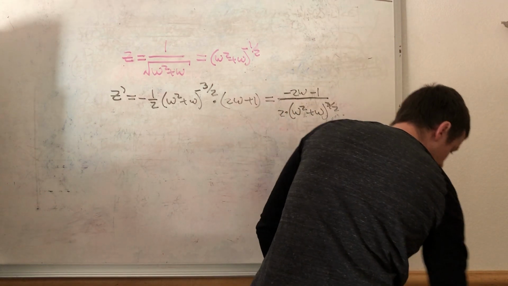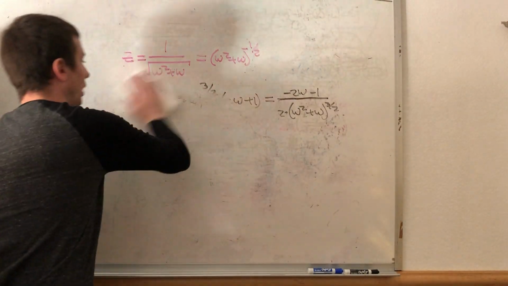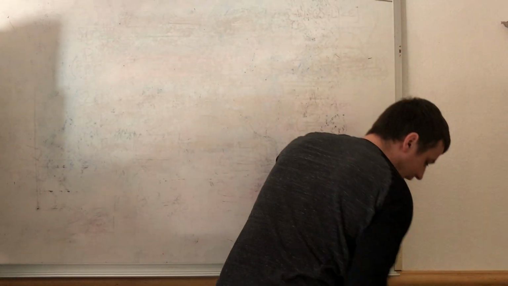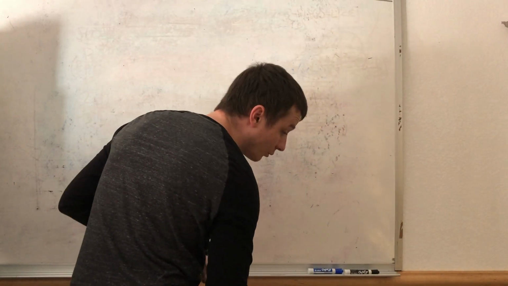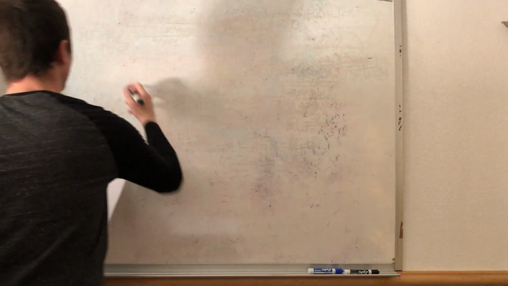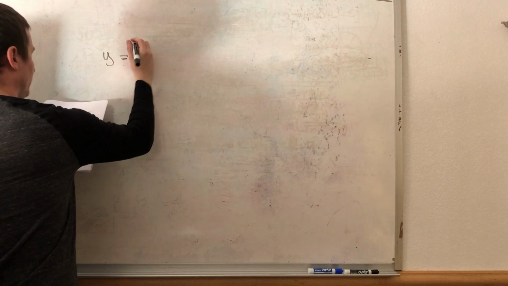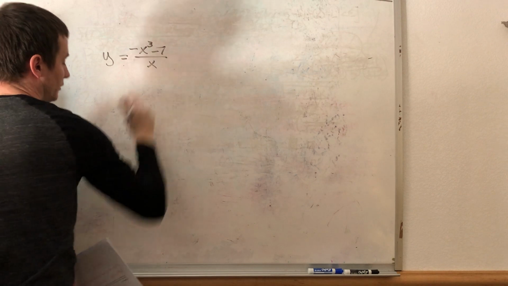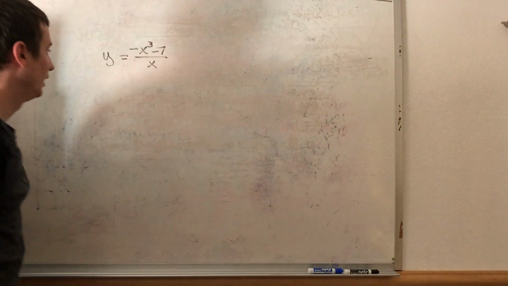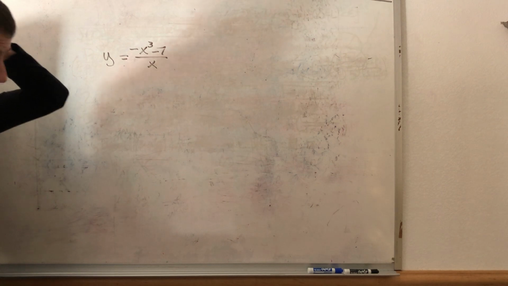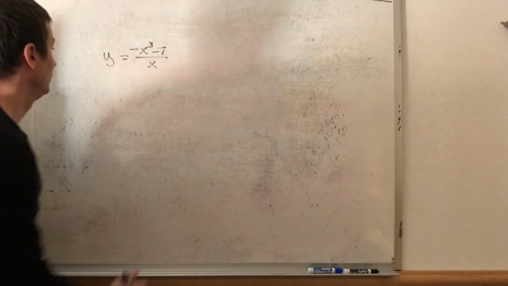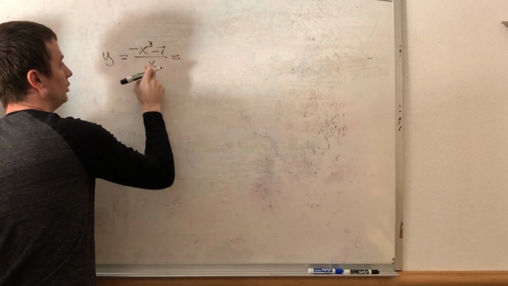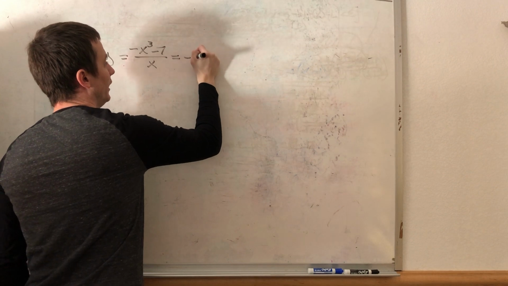Next problem gives us a function, and our job is to find the first and second derivative with respect to x of the function. So it's y equals negative x cubed minus 7 all over x. Now you could use the quotient rule to calculate the derivative, but I think it's going to be easier to split this up into 2 separate fractions. So my first fraction, when I have negative x cubed over x, that's the same thing as negative x squared.